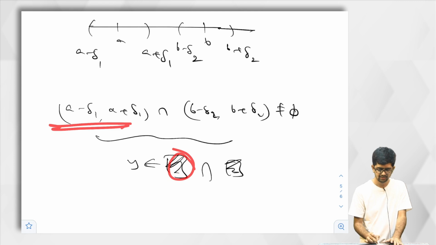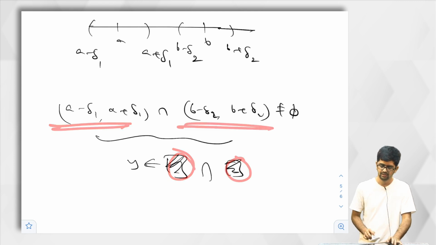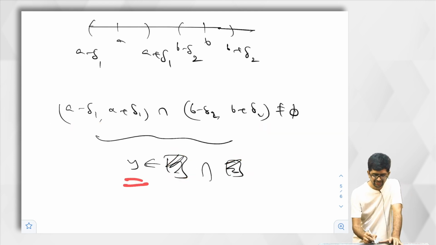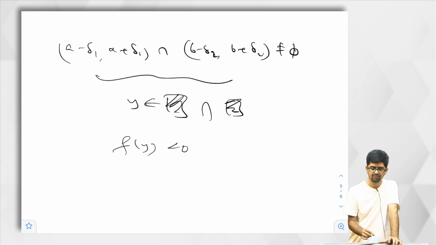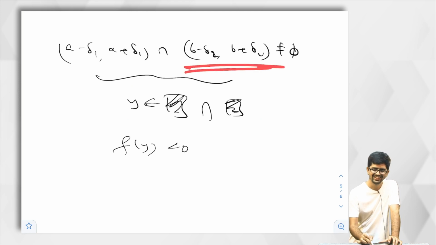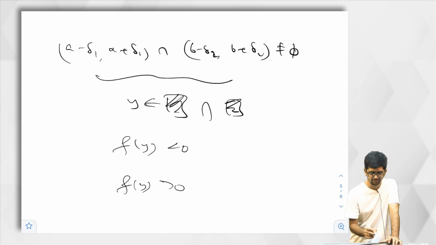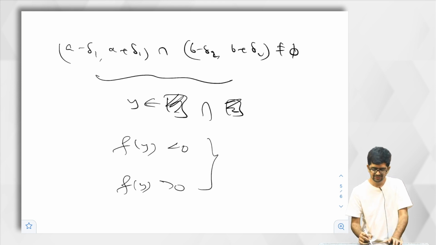This set is this set is this. Now y belongs to this set, which means what? f of y is negative. Similarly, y belongs to this set, which means what? Which means y belongs to this set. This means f of y is positive. What do these two conditions say?